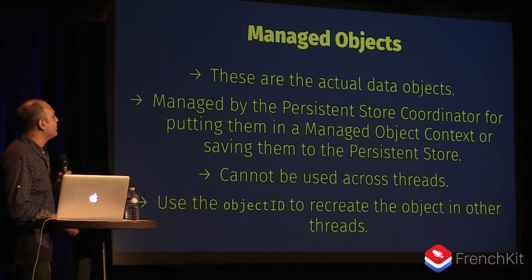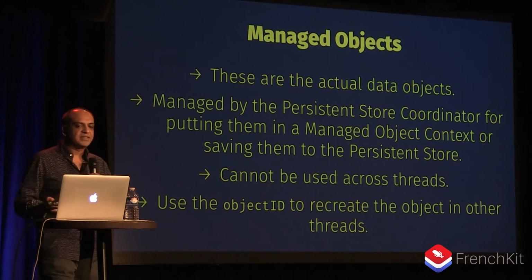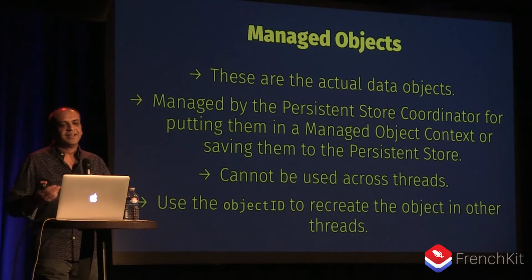Right. So managed objects are the actual data objects. Although they're managed by the persistent store coordinator, they're put into the managed object context, which is where you work with them. Something you need to worry about is that you can't use the managed object between threads. So if you've created a managed object in your main thread, you can't pass it off to a background thread and use it there, and vice versa.